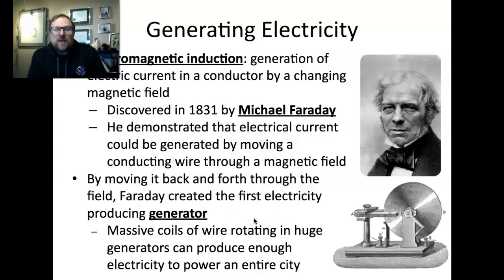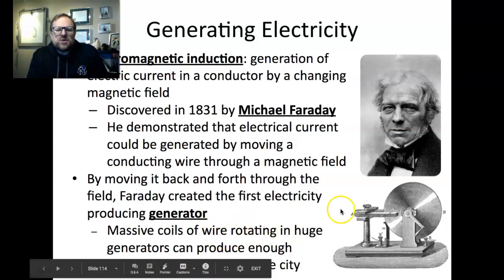Okay, and so a generator then is the opposite of a motor. A motor uses electrical energy to transform to mechanical energy. A generator takes mechanical energy and transforms it into electrical energy.